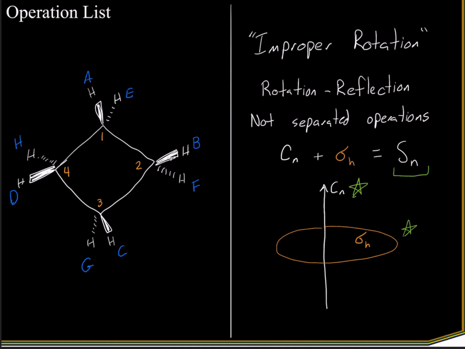And this n is the same type of n that we would use for proper rotations. The way that you can visualize this, if you're having trouble seeing where these come from, is if you imagine you get a paper plate and you stick a pencil straight through the middle of the paper plate, right? The pencil would be your proper rotation. The plate itself is your horizontal mirror plane.